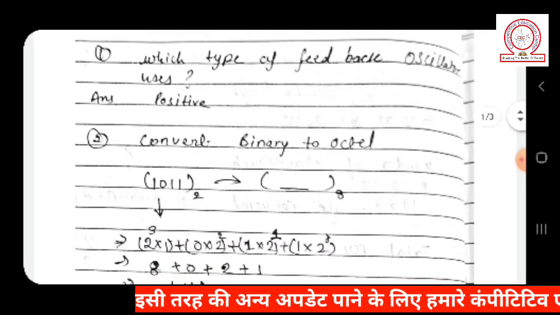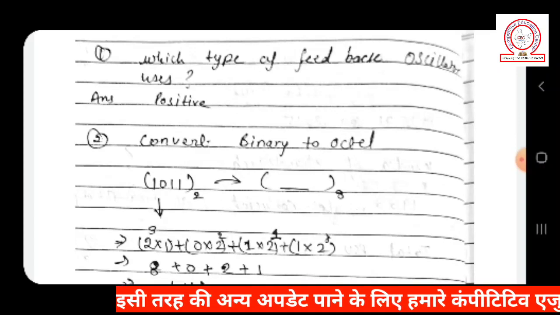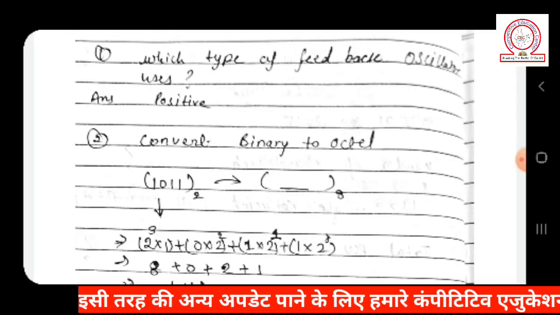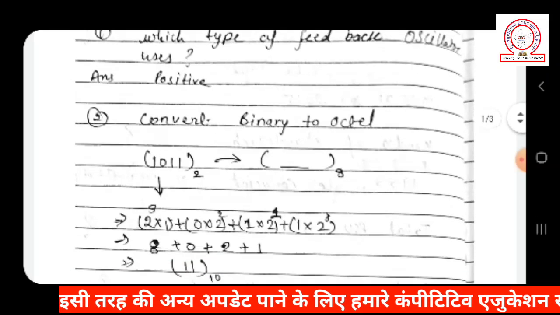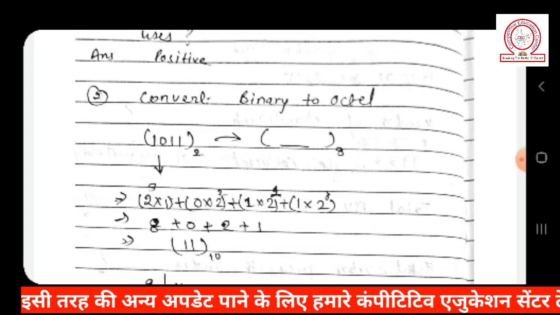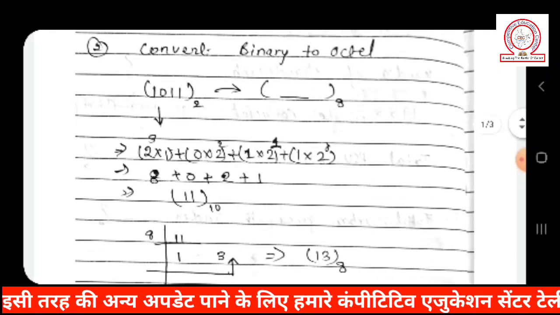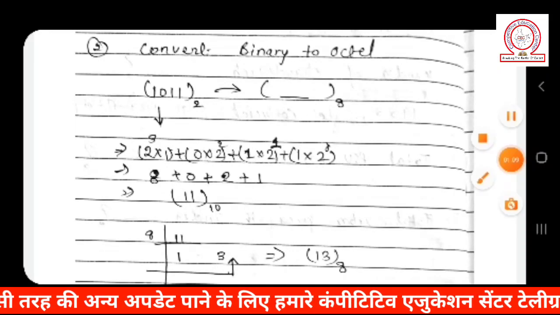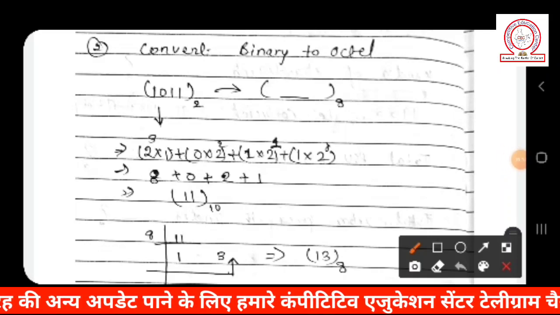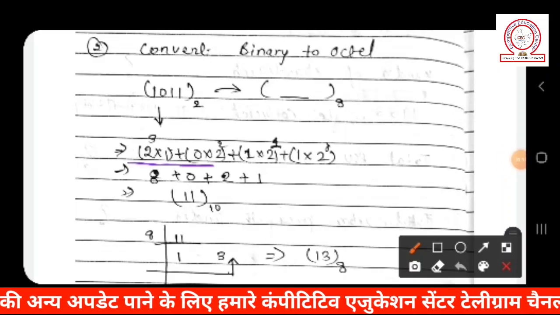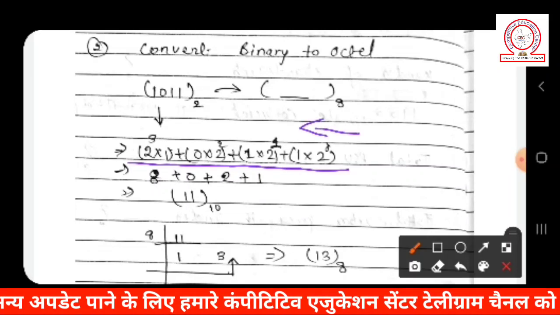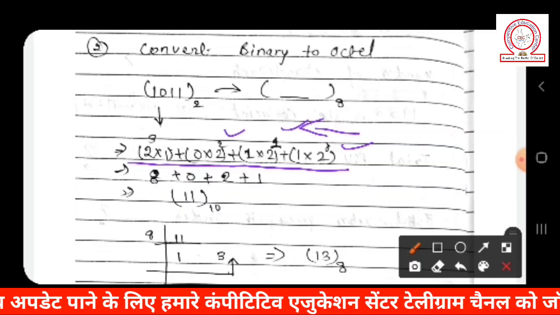The second question was to convert a binary to octal. The binary number given was 1011. We have to convert it into octal form. First we have to convert this binary into decimal form. For converting to decimal form, we multiply by 2 with increasing powers: 2 to the power 0, 2 squared, and 2 cubed.